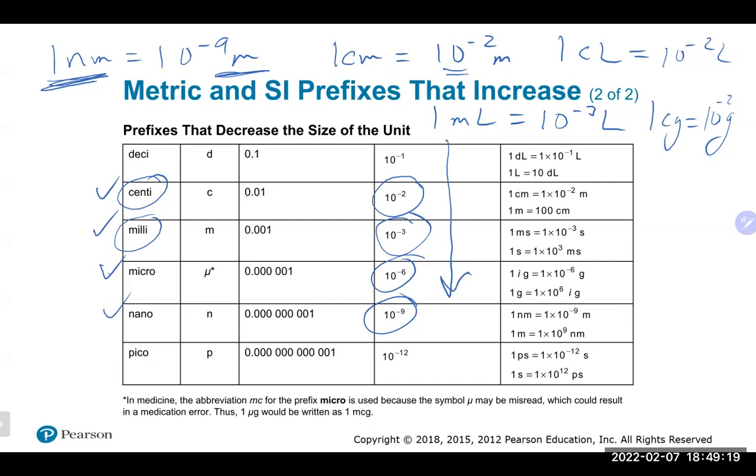Okay, so that is a very, very common mistake, people flopping those numbers around when they use those.